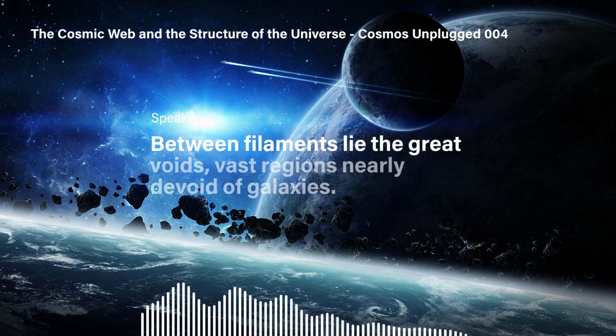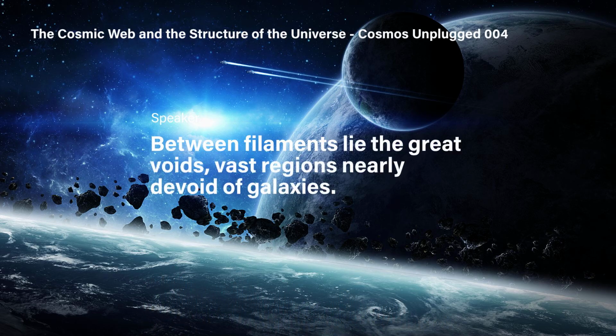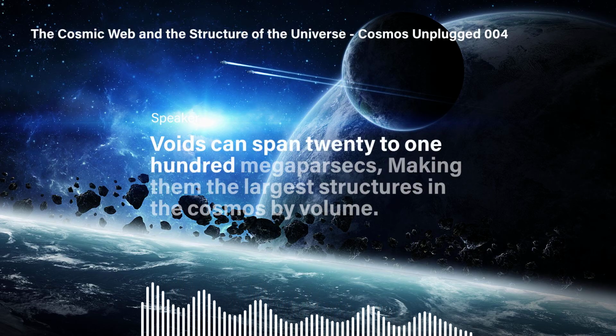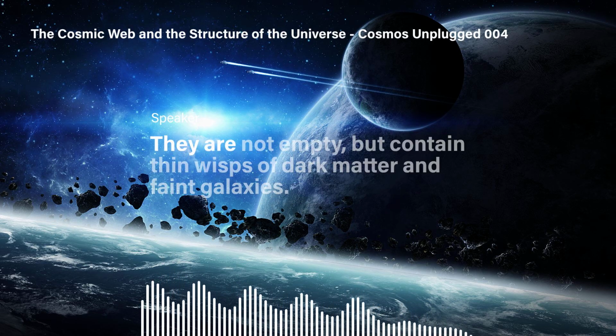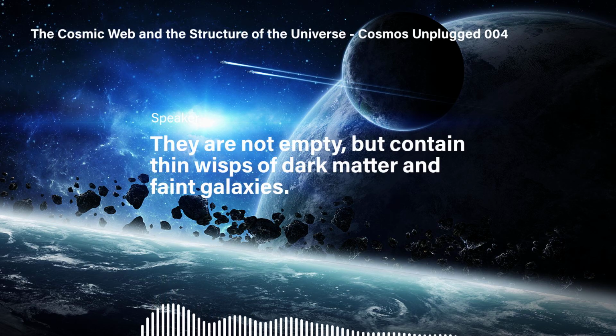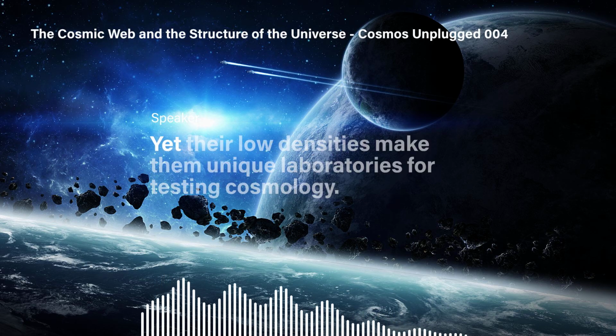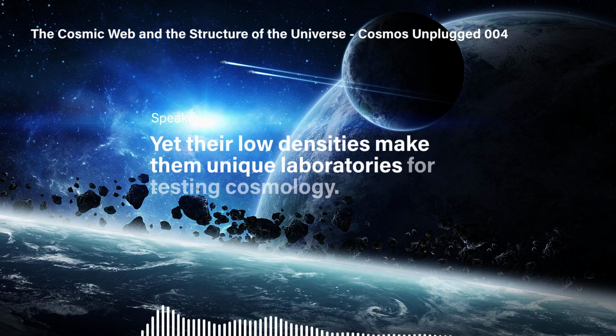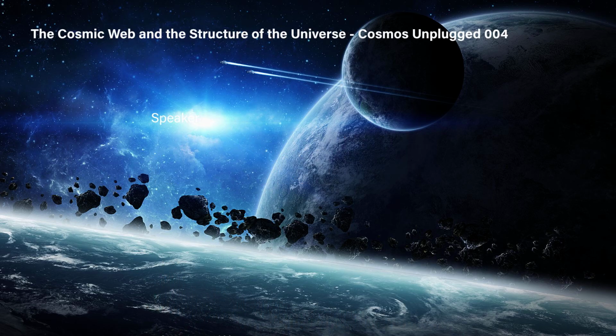Between filaments lie the great voids, vast regions nearly devoid of galaxies. Voids can span 20 to 100 megaparsecs, making them the largest structures in the cosmos by volume. They are not empty, but contain thin wisps of dark matter and faint galaxies. Yet their low densities make them unique laboratories for testing cosmology.